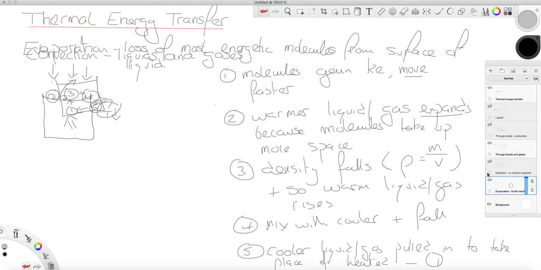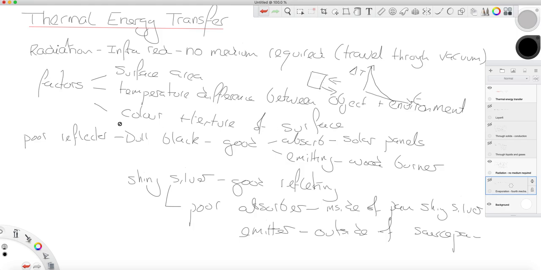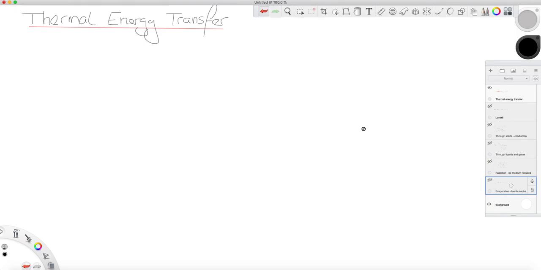Radiation then. You have this transfer by infrared, no medium required. The factors that affect it: the surface area of the thing, the temperature difference between it and the environment, the colour and texture of the surface, dull black, shiny silver being the extremes, and some context in which you would use these properties. And then evaporation. So that is thermal energy transfer.